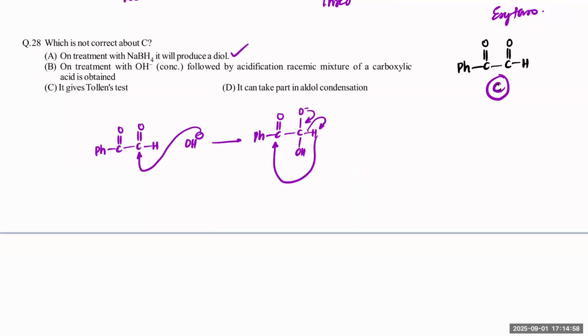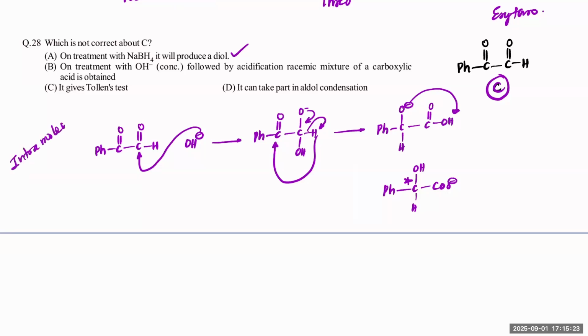So what are we left with? Ph, C, O minus, with H and C double bond O OH. And obviously this O minus internally takes H plus. So we will get this as OH, H and CO minus. Okay. So can you see there is a chiral center? What is this one? This is intramolecular Cannizzaro. Intramolecular Cannizzaro. Okay.